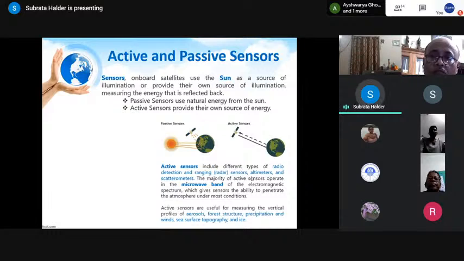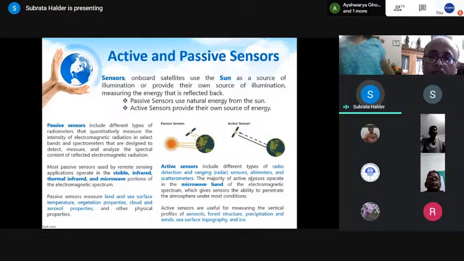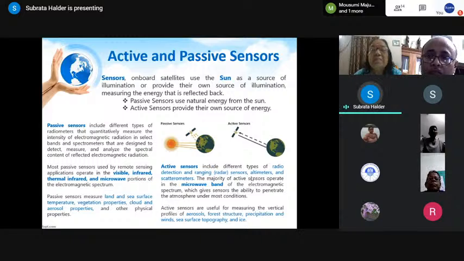The majority of the active sensors operate in the microwave band of the electromagnetic spectrum, which gives the sensor the ability to penetrate the atmosphere under most conditions. Active sensors are useful for measuring the vertical profile of aerosols, forest structure, precipitation and wind, sea surface topography, and ice. Passive sensors include different types of radiometers that quantitatively measure the intensity of electromagnetic radiation in selected bands, and spectrometers that are designed to detect, measure, and analyze the spectral content of reflected electromagnetic radiation.